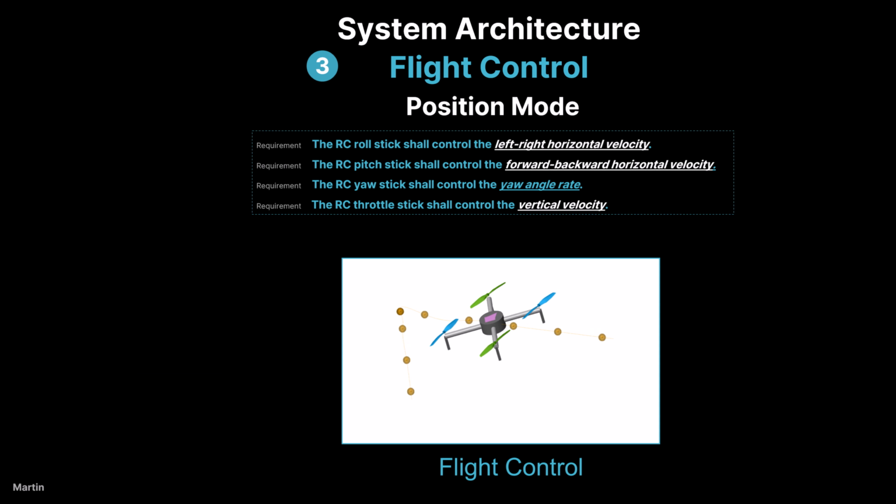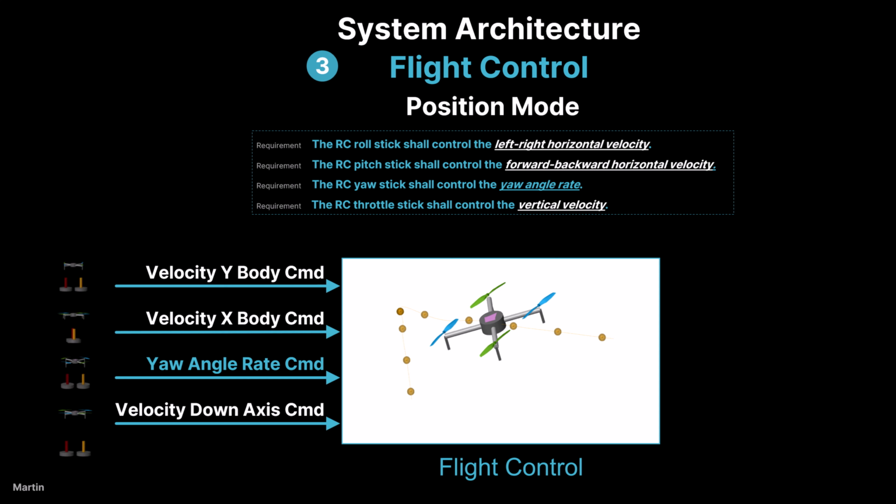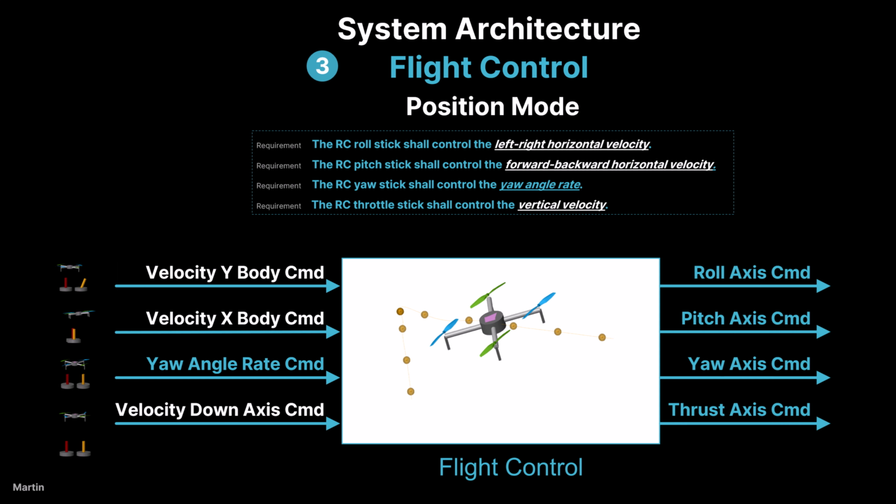Alright, let's move on to position mode. In position mode, the flight control subsystem maintains horizontal position, altitude, and heading while controlling roll, pitch, and yaw. Inputs consist of the desired velocities in x and y axis in body coordinates, the desired yaw angle, and the desired velocity along the z-axis of NED, north-east-down coordinates. Outputs are same as stabilized mode.